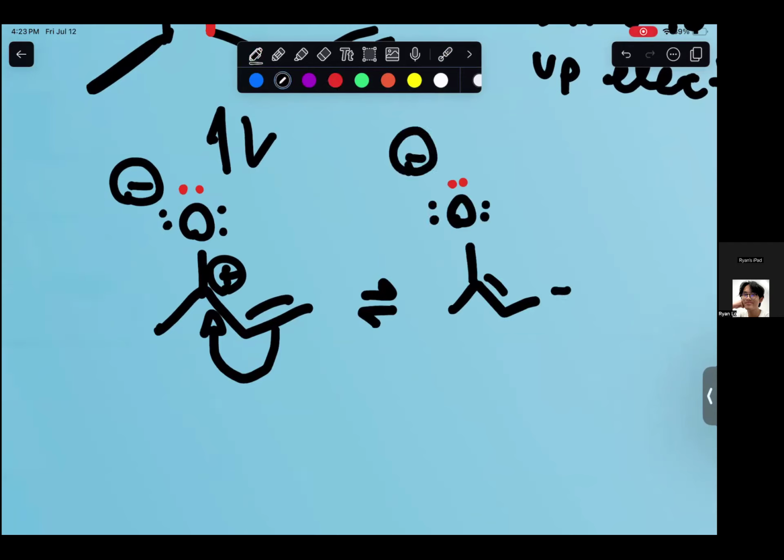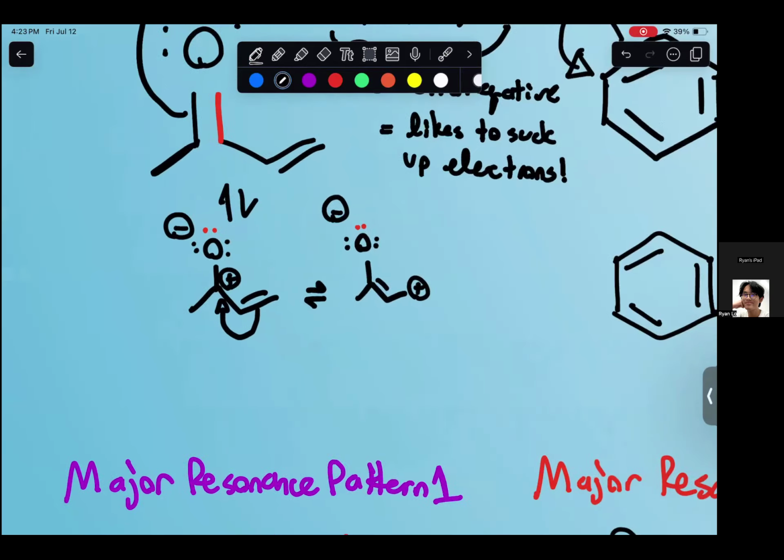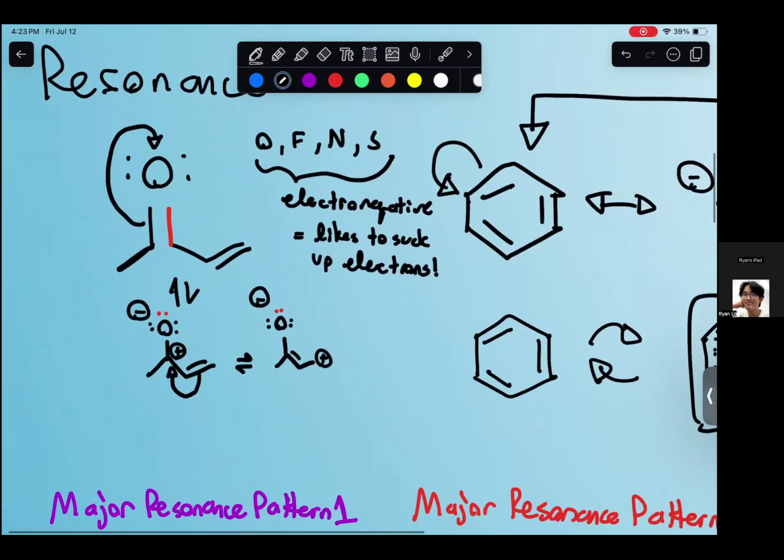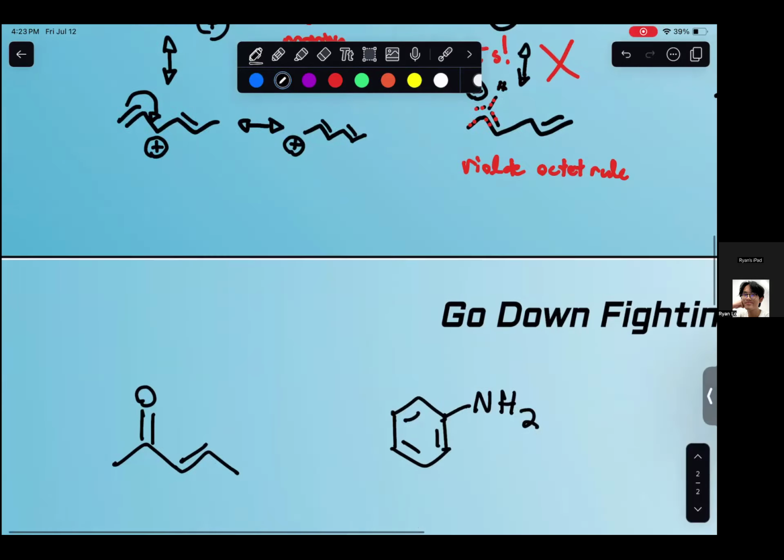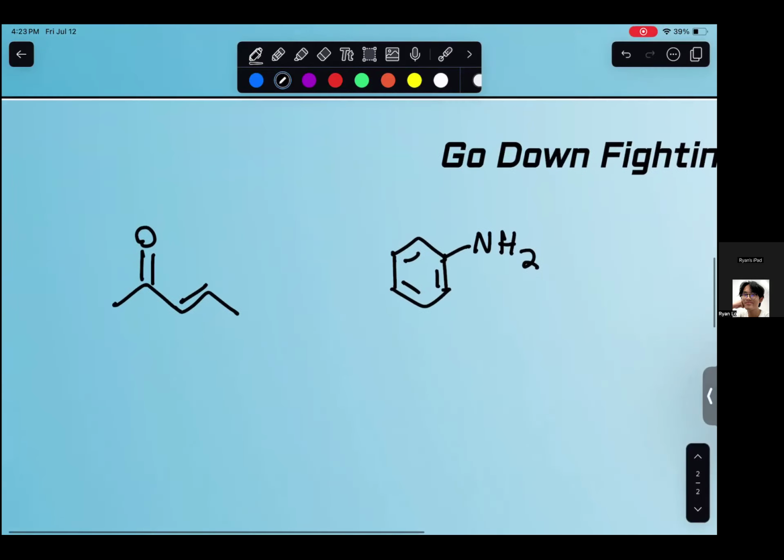And you end up with a plus charge right here. Yeah. So let's do some more practice down here. I just realized this is almost the exact same, right? But hopefully you're able to do this, right?